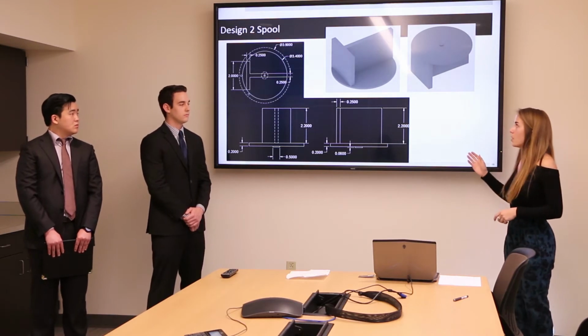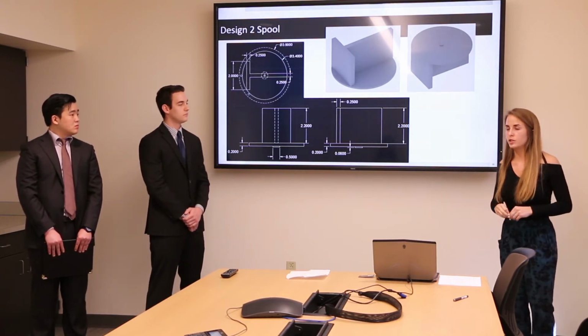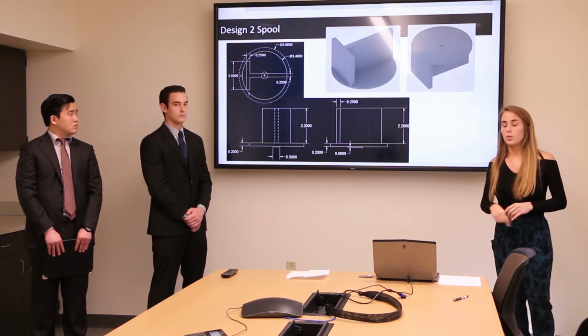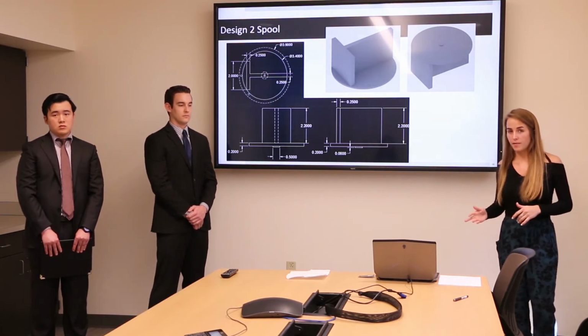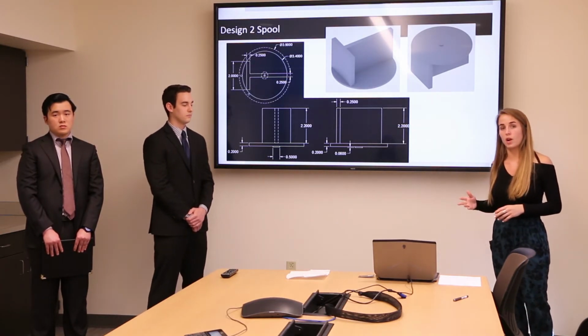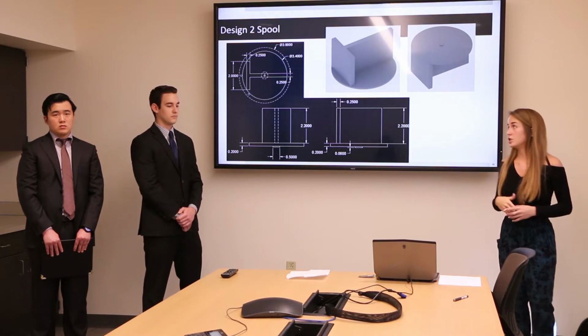The design 2 spool, as I said, we changed it to a T shape, which decreased the thickness of that Y, which really decreased our overall chilling time of the material and also the cost of the raw material, polyethylene, in general.